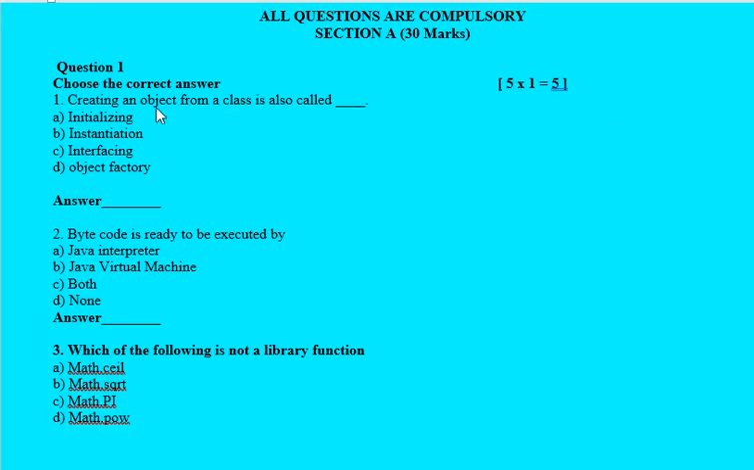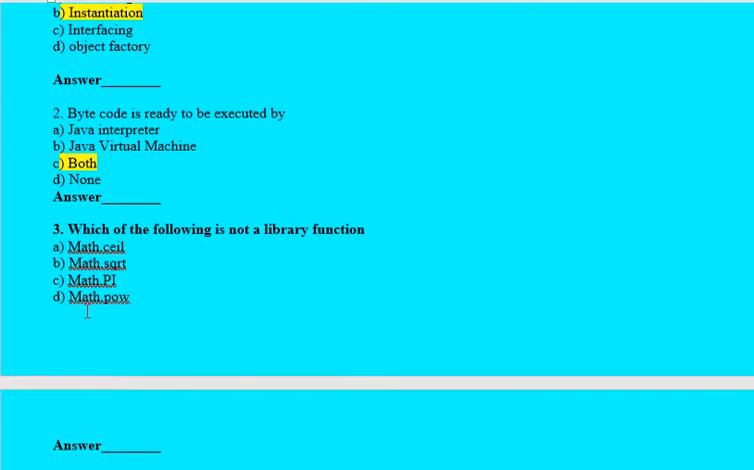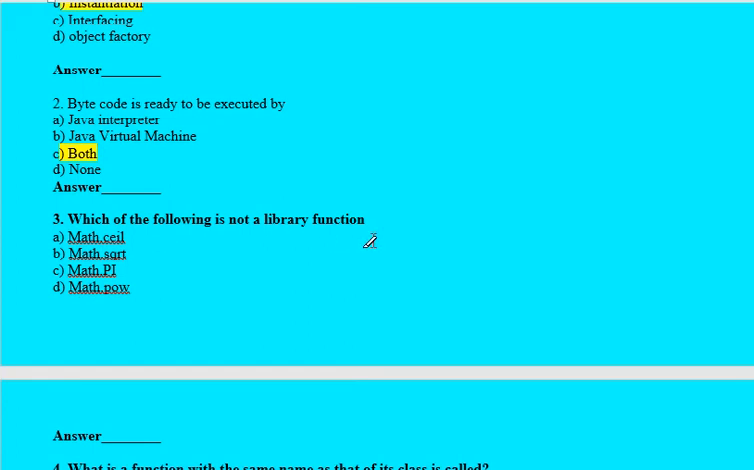So, first question, creating an object from a class is also called dash. Initialization, instantiation, interfacing, and object factory. So the answer here will be instantiation. That is the answer. Bytecode is ready to be executed by Java interpreter, Java virtual machine, both or none. So Java interpreter is otherwise called as Java virtual machine. So it is both. Which of the following is not a valid library function? Math.ceil, Math.sqrt, Math.py, and Math.pow. We don't have Math.py.